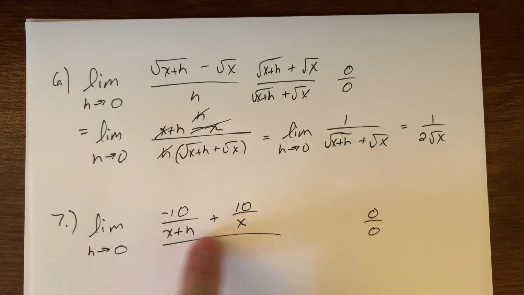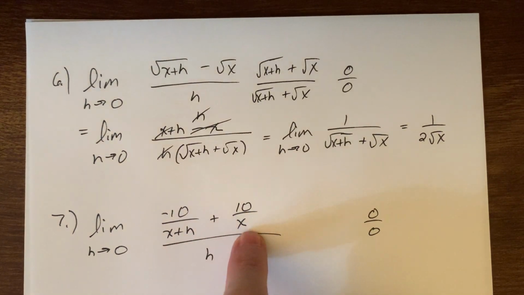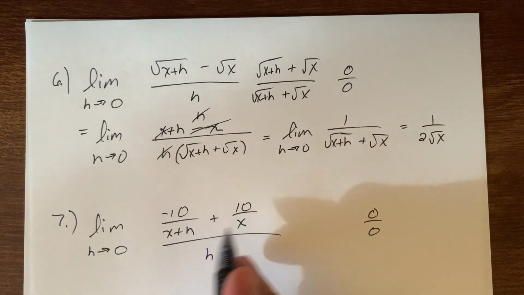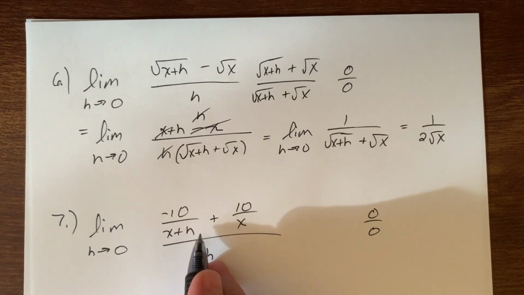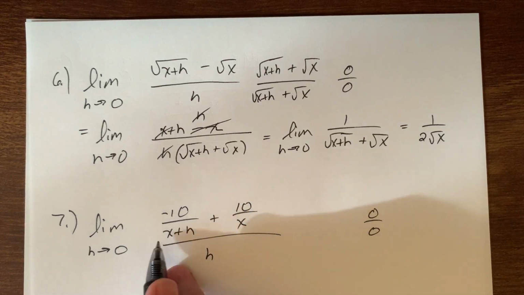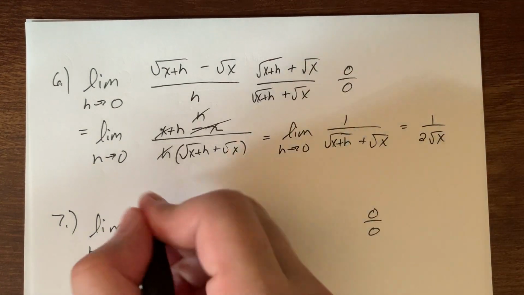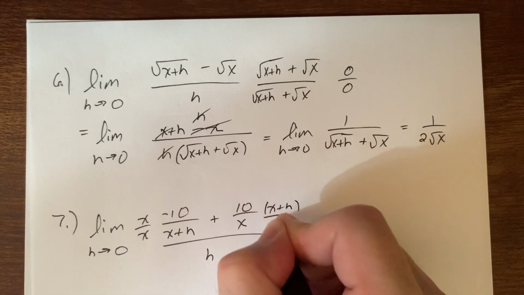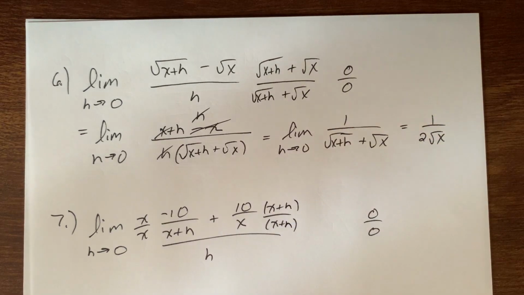So, common denominator here first, x times x plus h. Remember, you still need 2 separate pieces. This is combined by addition, so you can't say this piece is already copied here. They need to be connected as multipliers. So this needs an x over x, this one needs an x plus h over x plus h.